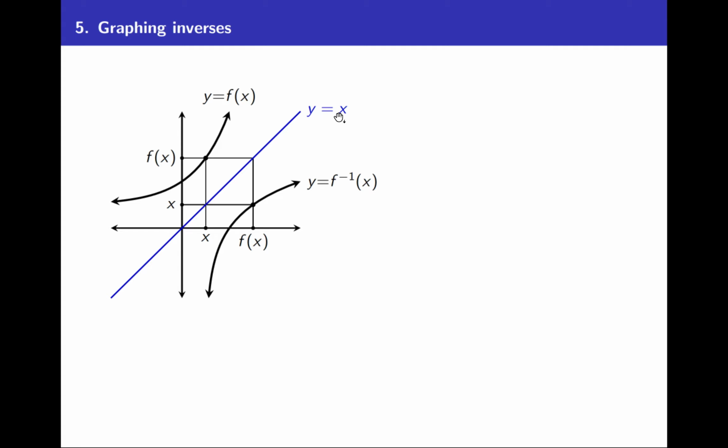Y equals 1 times x plus 0, a line with slope 1 and y-intercept 0. Y equals x. And notice the relationship between these 2 points on the graphs of f and f inverse. You just reflect a point on the graph of f across that line, y equals x, to go to the other side the same distance, and you get to a point on the graph of f inverse.